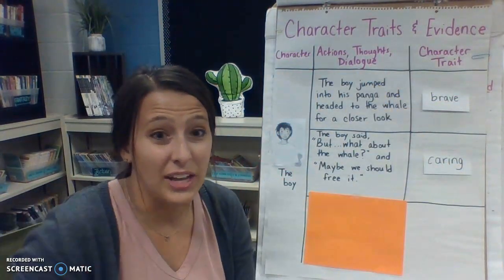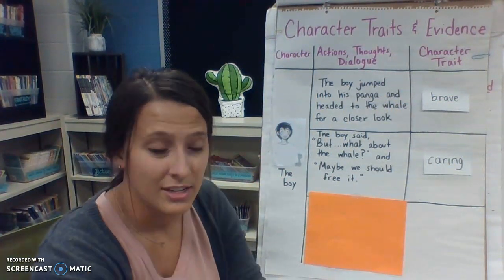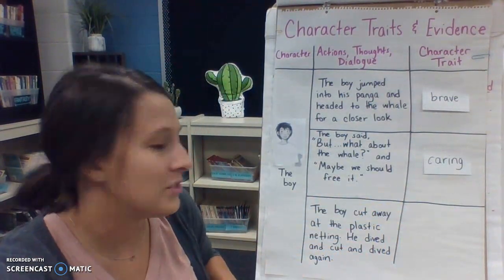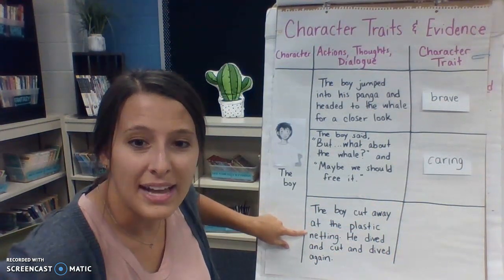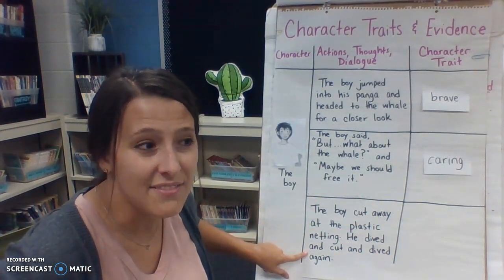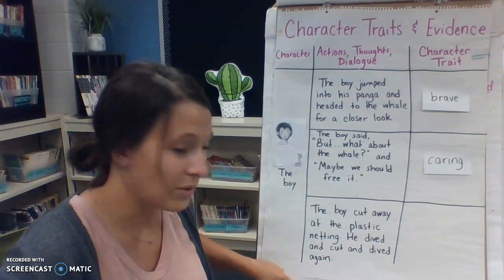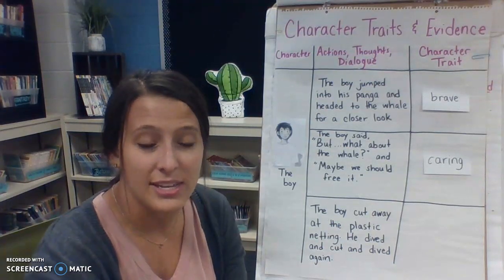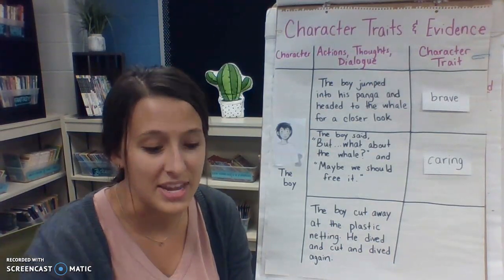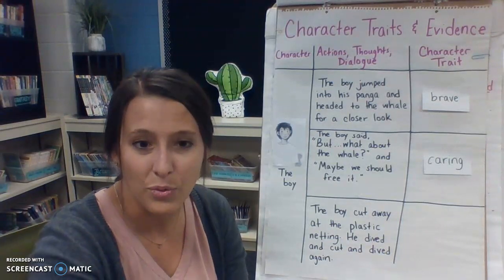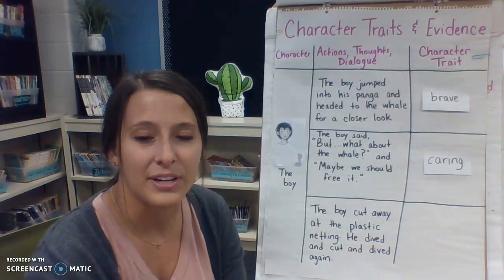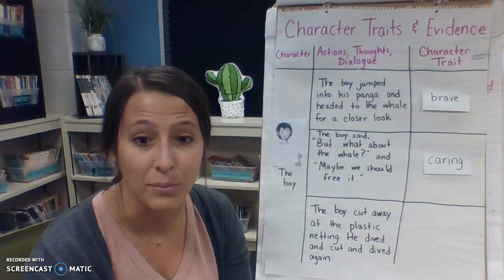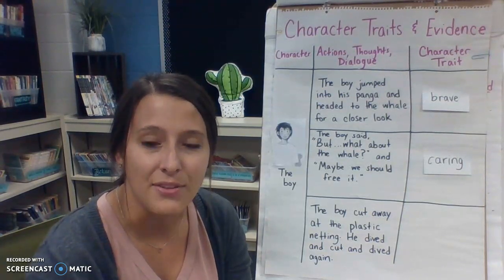So on this page, there's a lot of different actions that the boy is doing. So I've written up here a few more actions that we're going to talk about together. At this point in the story, the boy cut away the plastic netting, and then it says that he dived and he cut and he dived again. So he's not only just going down once to try to free the whale, but he's cutting as much as he can, and then he has to come back up for a breath of air, and then he goes back down again to the bottom of the water where the whale's at, and then he comes back up again for air, and he keeps doing that over and over. What kind of character trait word do you think you could use to describe the boy if that's what he's doing? Can you think of a character trait?